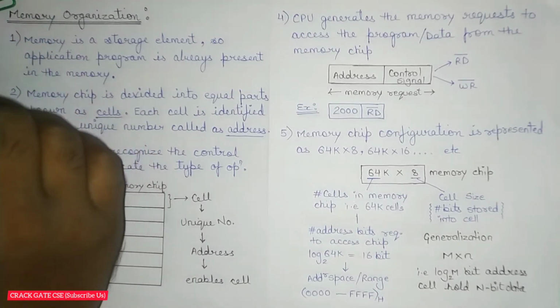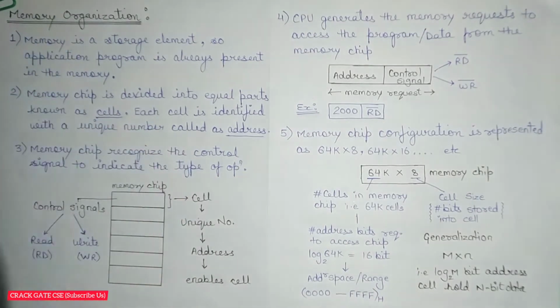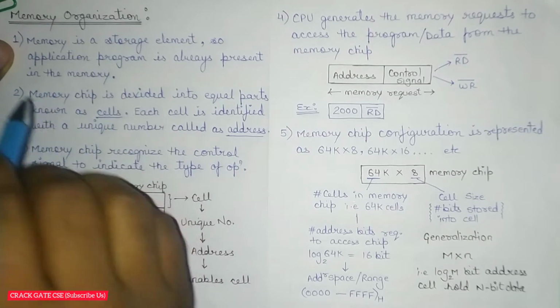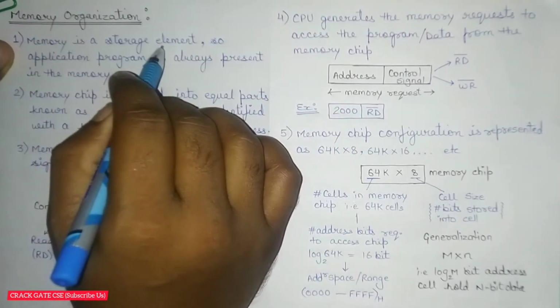So without wasting time, let's start with the memory organization. First of all, as the name says, here we have to organize the memory. Memory is a component or a storage element which can store something inside it. That something can be an application program or it can be data. So we can say that the memory is a storage element.